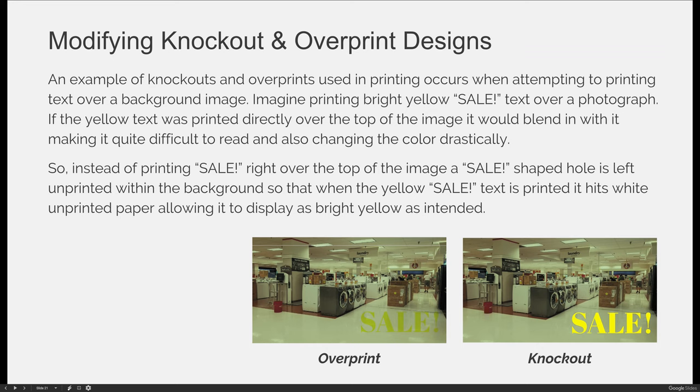And if I leave the shape of sale open so there's no ink under it, whenever the yellow hits the white paper, it can be bright yellow because it's yellow ink hitting white paper instead of yellow ink hitting cyan, magenta, and black printed below the yellow.